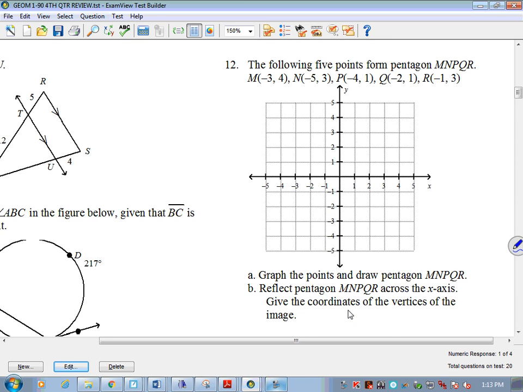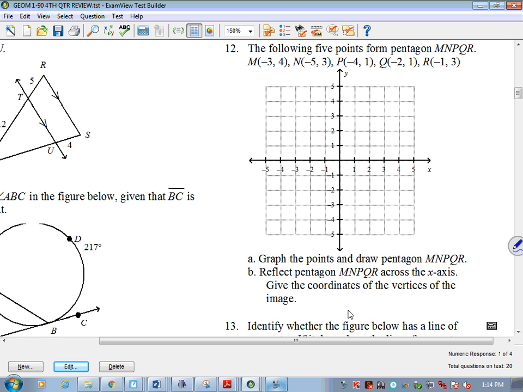All right, number 12. The following 5 points form pentagon MNPQR. It's going to say graph the points, draw the pentagon, reflect pentagon across the x-axis. If I'm reflecting something across the x-axis, what is happening to the coordinates? X goes negative, right? What's opposite? Okay, if you're reflecting something across the x-axis, so let's say we have this position here.